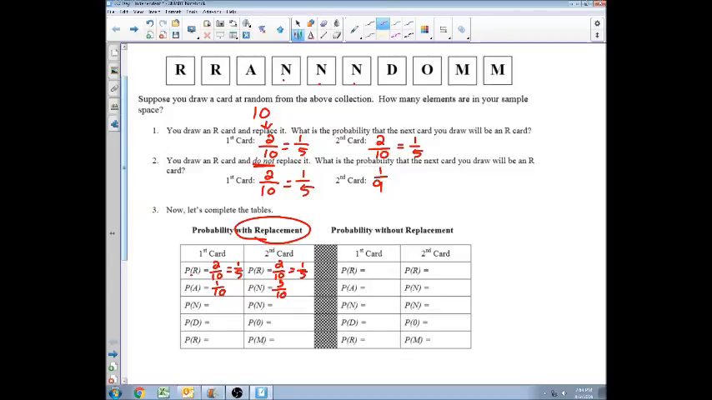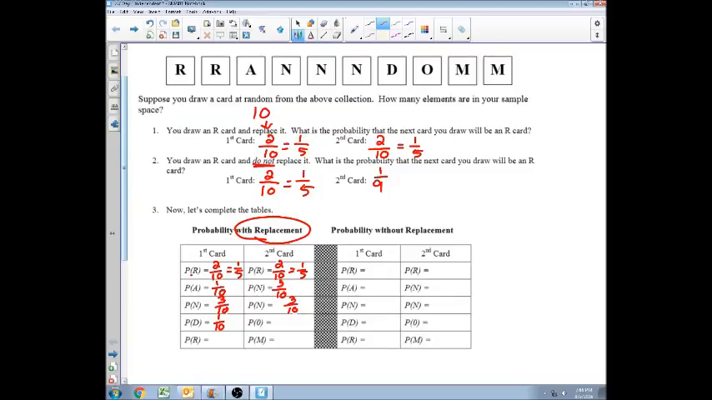All right, the next row, it says the probability of an N card. We just found out the probability of an N card is 3 over 10. Since I am replacing it, the probability of another N card would still be 3 over 10. There are 3 possible N cards. There are 10 possible cards. The next thing, it says the probability of a D card. How many D cards are up there? There's only 1 D card up there, and there's 10 total cards. Since I replaced the D card, I'm still going to have 10 total cards.